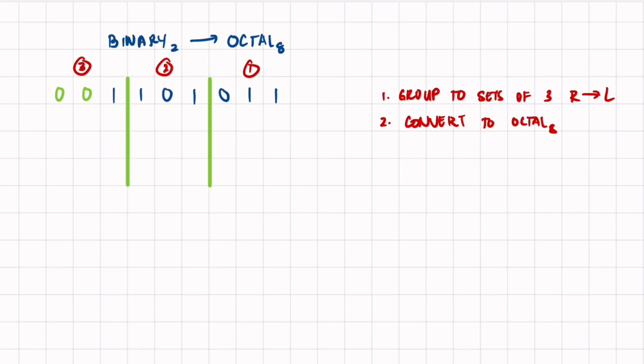Okay, so we have to multiply these numbers by the base values. So this should be 1, 2, 4, 1, 2, 4, 1, 2, 4. We have to multiply these, the ones that have the number ones on them. Next we're going to add them up. So 2 plus 1 is 3. 4 plus 1 is 5. And of course, this is 1.